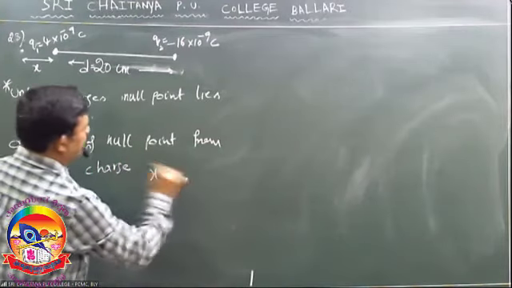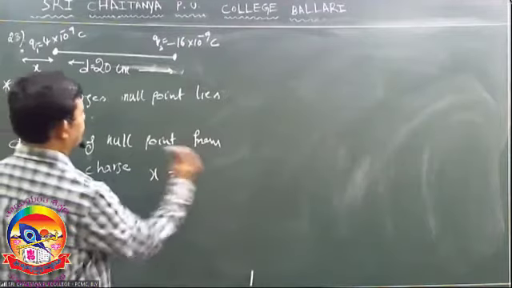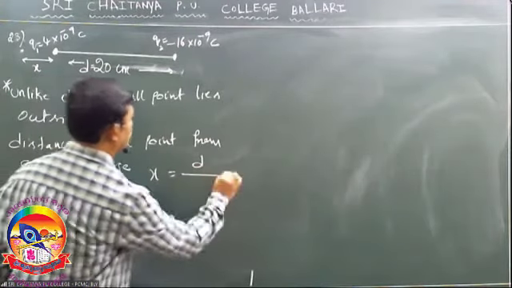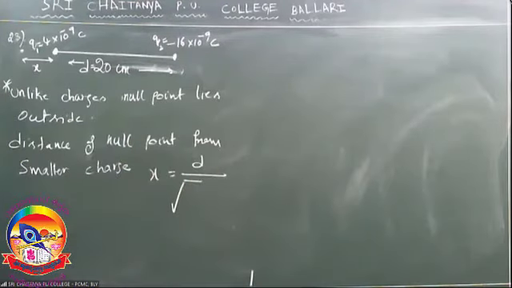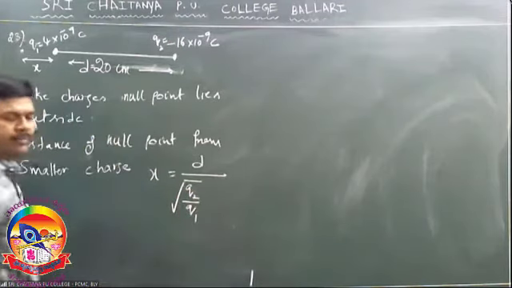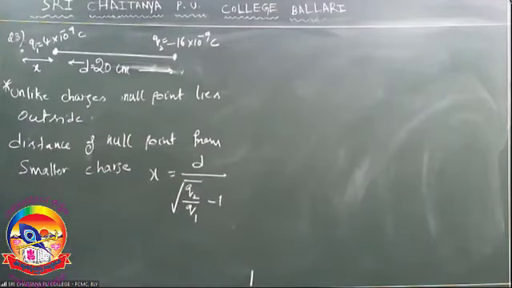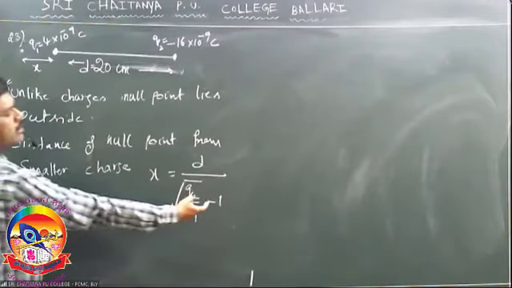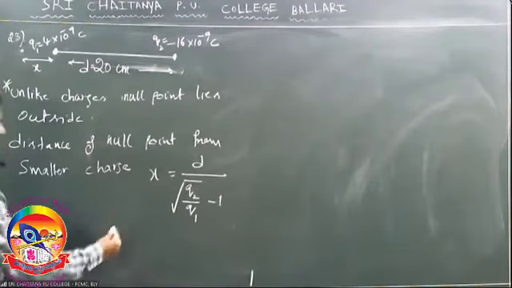What is the direct formula we can take? There is a direct formula. D by root over Q2 by Q1 minus 1. Yes or no? If it lies outside, it is minus 1. If it lies in between, this is plus 1. Lies outside, minus 1. Direct formula you can take.